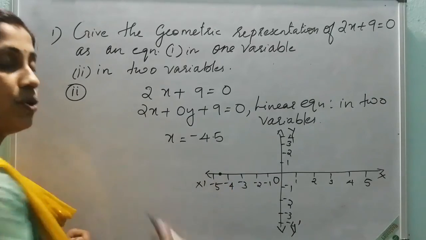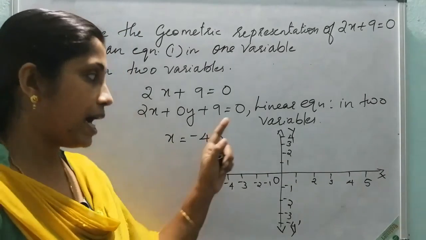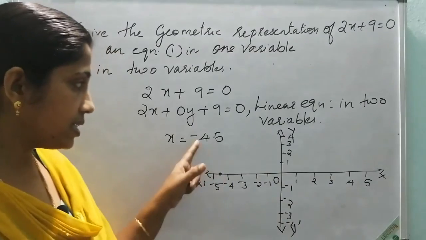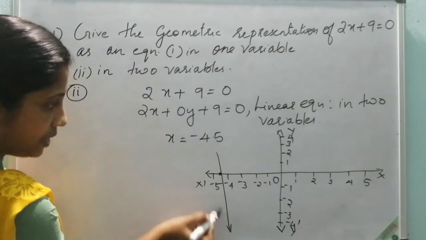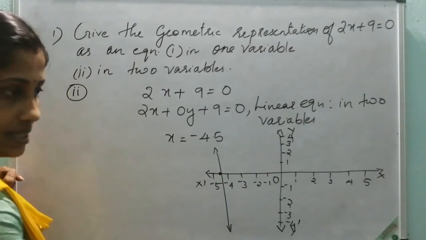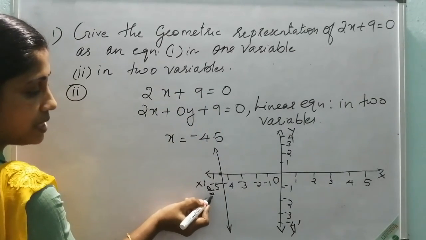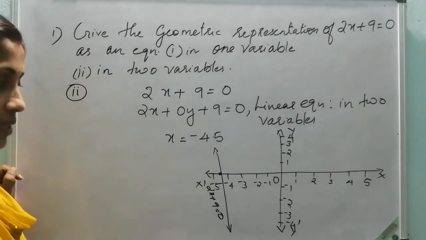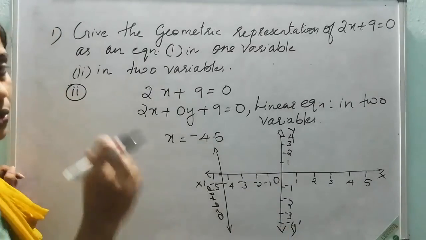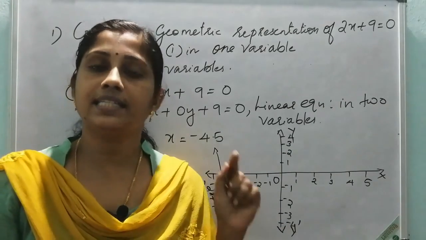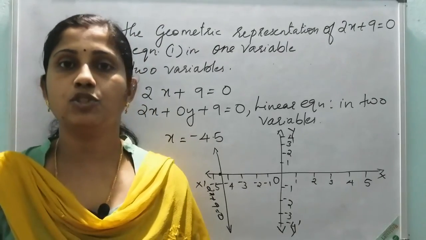X is equal to minus 4.5. So what will we do? X is equal to a is a line that is parallel to y axis. So here it is x is equal to minus 4.5. It will be a line through this minus 4.5 that is parallel to this y axis. This is x is equal to minus 4.5, or you can write 2x plus 9 is equal to 0. This is the graph there. Okay, you have to draw the line straight. This line is parallel to y axis. So x is equal to a is a line that is parallel to y axis, and y is equal to b is a line that is parallel to x axis.